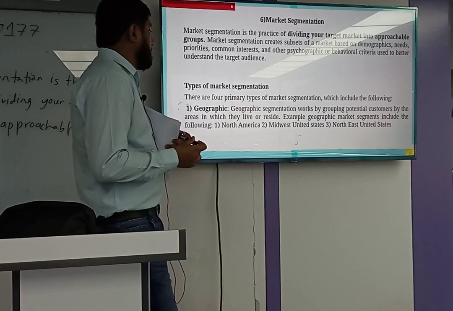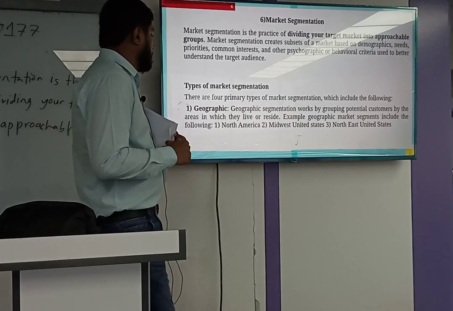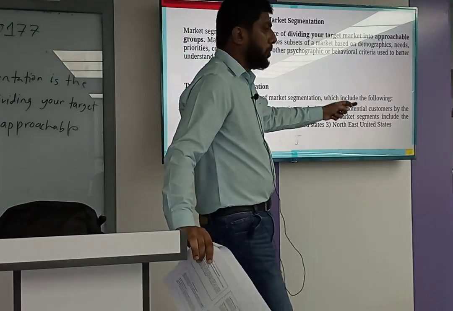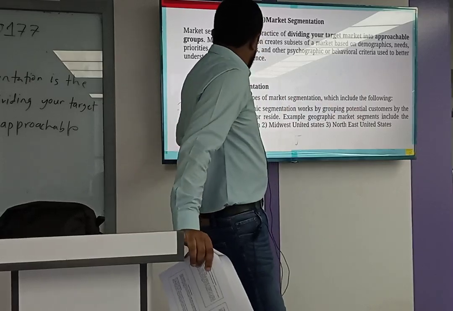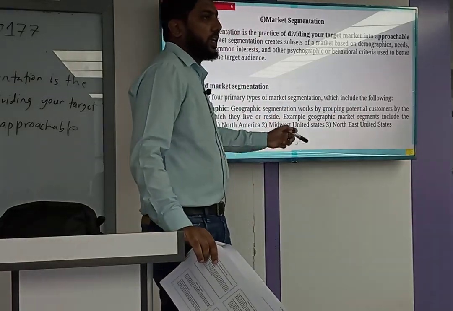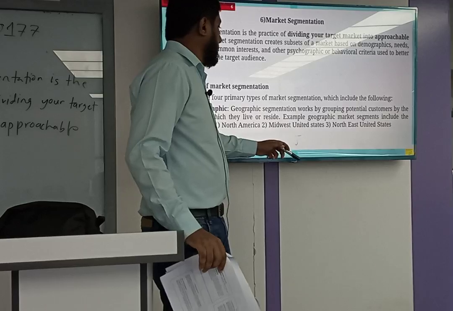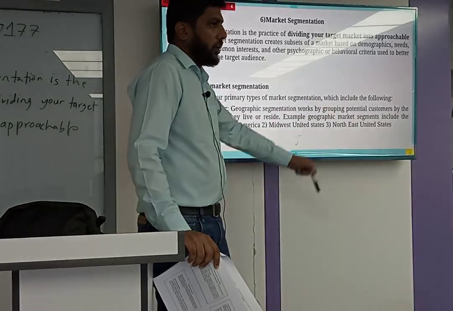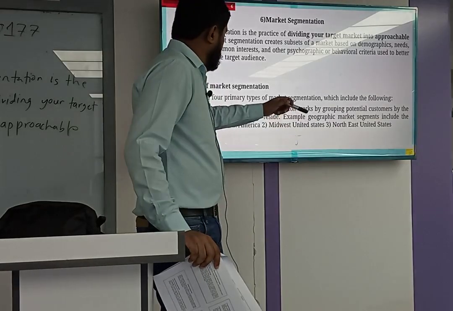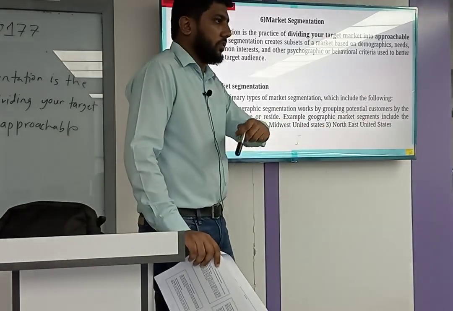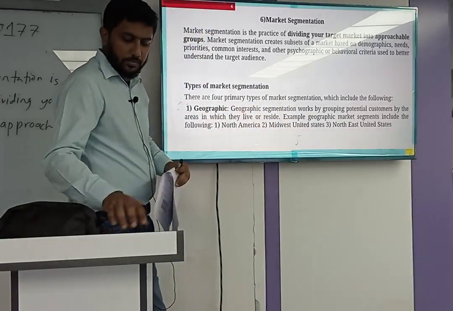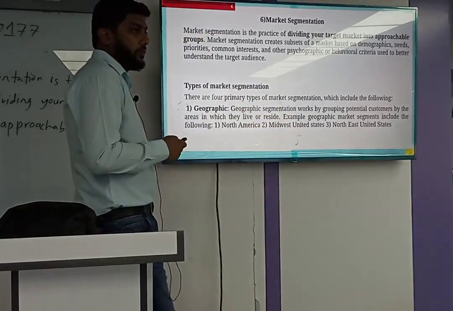There are 4 primary types of market segmentation, which include the following. Geographic segmentation works by grouping potential customers by the areas in which they live or reside. Suppose if I think about Bonani, so what I'm doing is here Bonani 11, Bonani 17, Bonani 13, Bonani 20, Bonani 25. So from a geographical point of view, I am segmenting Bonani. That is geographic.